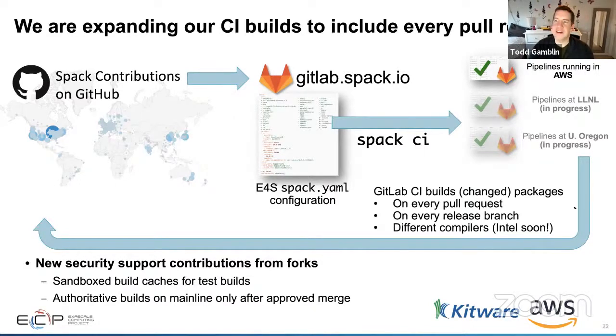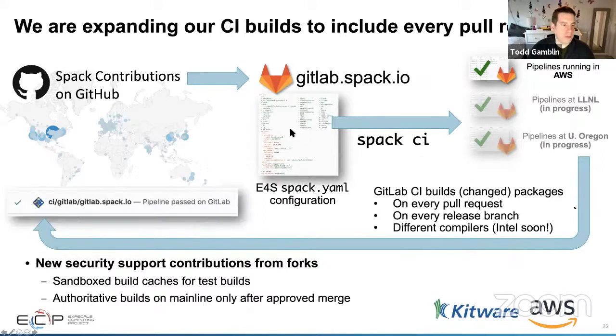But then once some human looks at the PR and approves it, it goes back in the mainline and we rebuild everything in our secure and signed environment. So really, the stuff that's getting into the final binary cache has always been approved by some maintainer. Yeah, and then once the PR is done, you can see the status on the GitHub project for Spack.